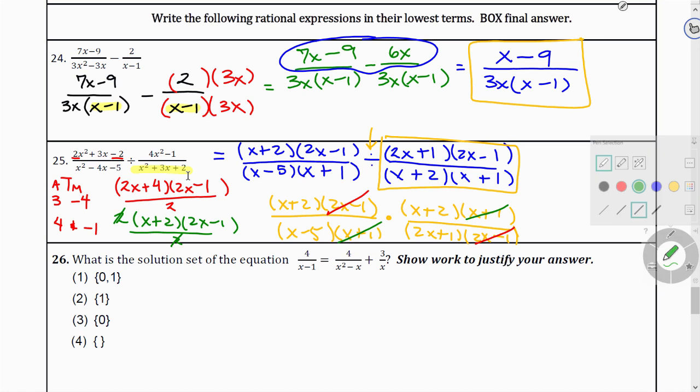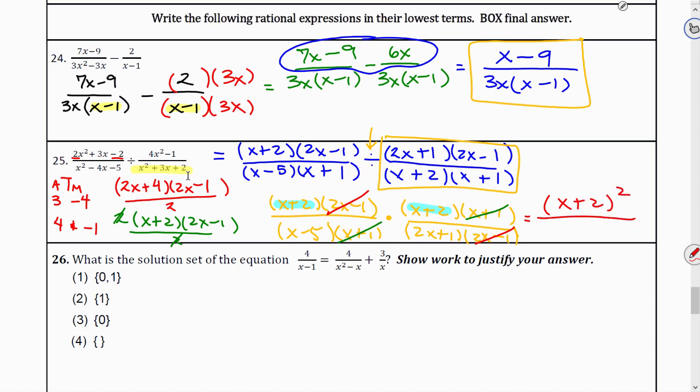I know that you see this right here, that's blue, fine. You see this right here and this are the same, and so you want to cancel it, but those are both in the numerator, so don't do it. Okay, so what you get is x plus 2 squared divided by x minus 5 and 2x plus 1.